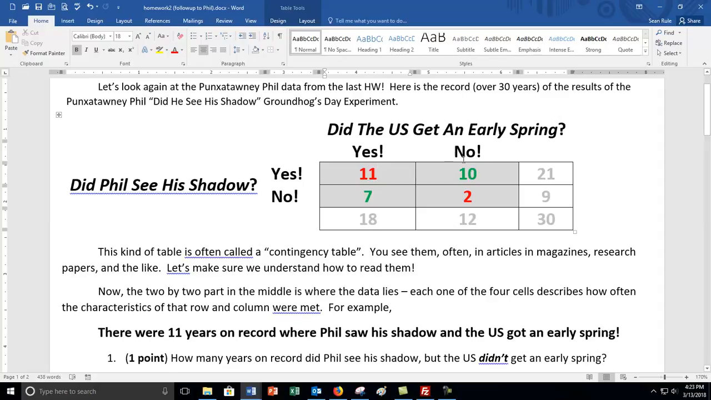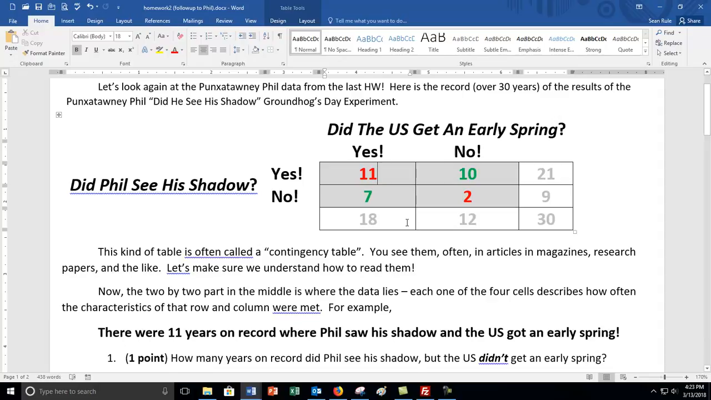How about this one? This no over here. No, we didn't get an early spring, but yes, Phil did see his shadow. So that's what that 10 means. This 7 down here is no, he didn't see his shadow, but yes, the U.S. got an early spring. And last but not least, no, he didn't see his shadow, and no, the U.S. did not get an early spring. So you've got it broken into 4 regions here.